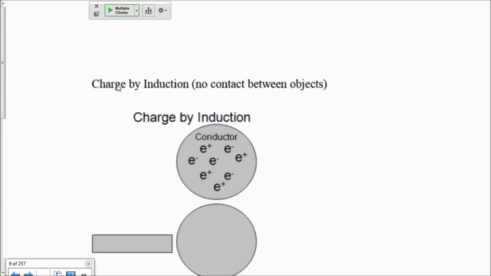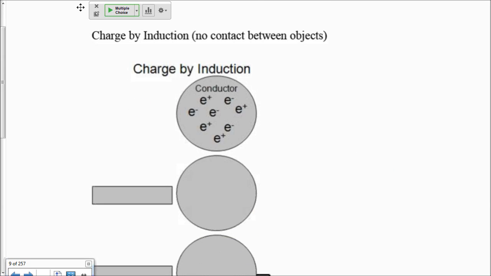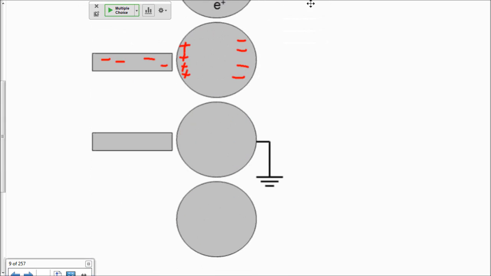You can also have charging by induction. So say, for example, we have a conductor here that has positive and negative charges. And here I'm going to bring a negatively charged object up close to it. So I have negative charges, but it doesn't touch. And then just like we had before, my negative charges are going to go over here, my positive charges here. And then I can connect it to ground. This is the symbol for ground.